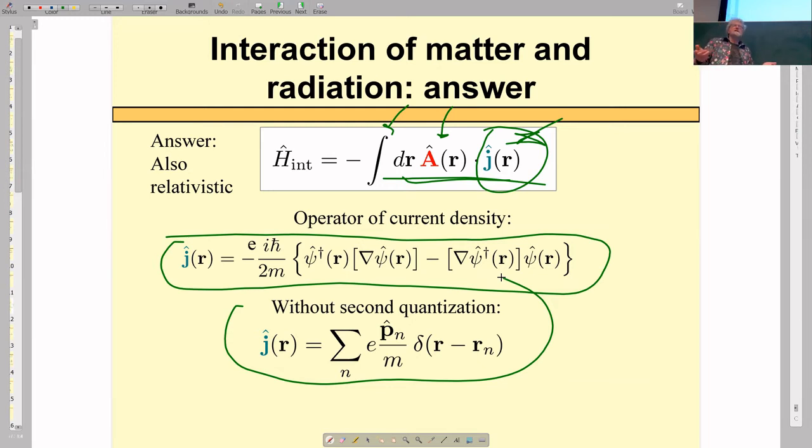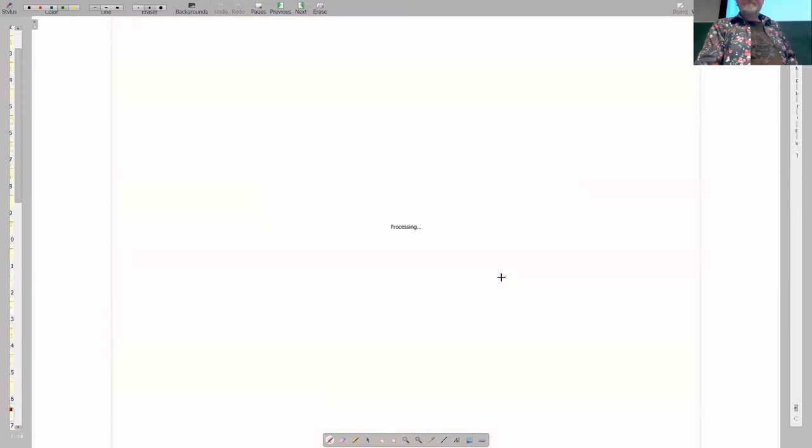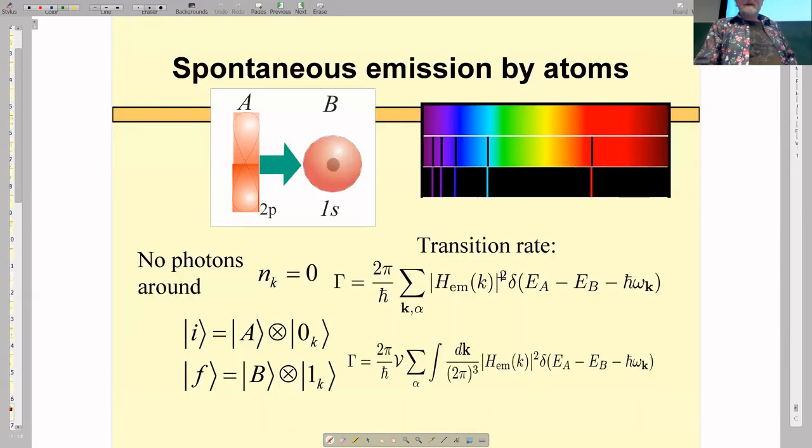Good. So how to proceed with the transitions? We just grab this formula, put it into Fermi's golden rule, and compute the rates. Fine. So we go to atoms.